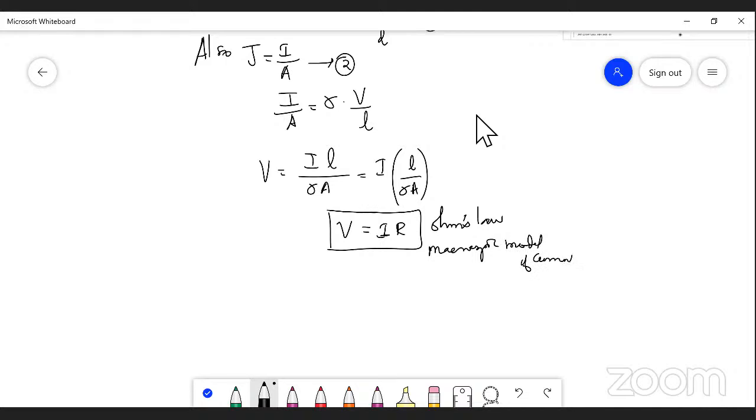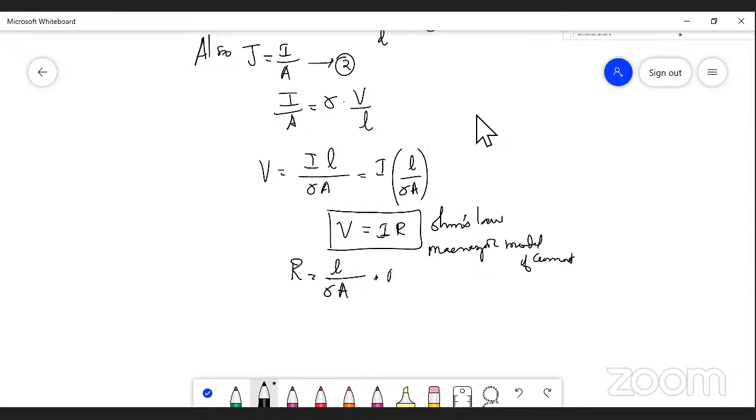Macroscopic model of current, which relates the three important physical quantities: voltage, current, and resistance. V equals IR. Here, R is the resistance of the metallic conductor, which is L divided by sigma A. R equals L divided by sigma A.